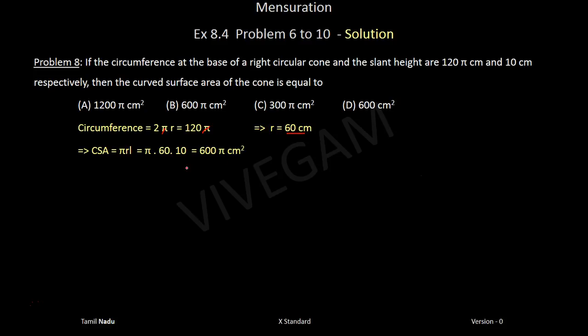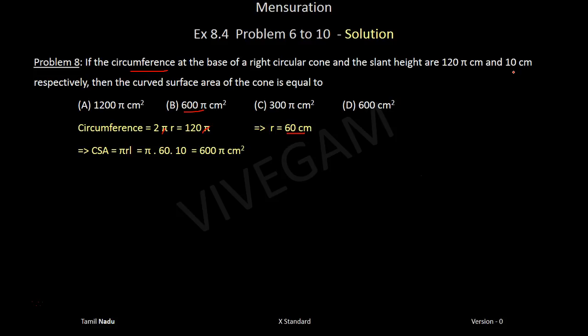Now you can use this. The curved surface area is pi RL. We know the radius is 60 centimeter and the slant height is also given, that is 10 centimeter. Right? So, basically, curved surface area is pi into 60 into 10, that is 600 pi centimeter square. And that is option B. Okay. So, the key is the radius they have not given us directly, they have given it indirectly. They are saying that it is a circumference. So from circumference you'll have to find the radius, then use the slant height which is given here to find the curved surface area of the cone.